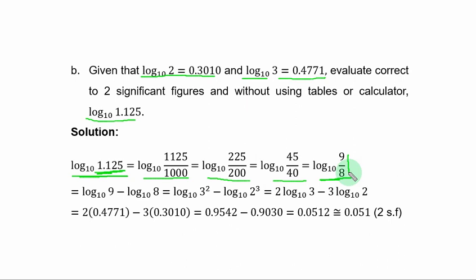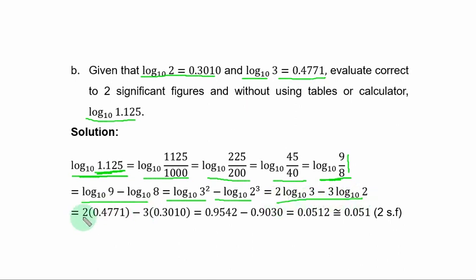From the quotient rule, you can express this as log 9 base 10 minus log 8 base 10. To have 2 and 3, you can express 9 as 3 squared. That is log 3 squared base 10 minus log 2 cubed base 10. By the power law of logarithm, powers 2 and 3 are used to multiply their respective logarithms in this form.